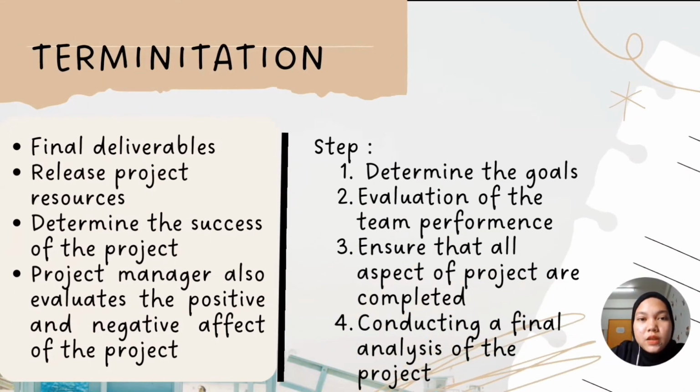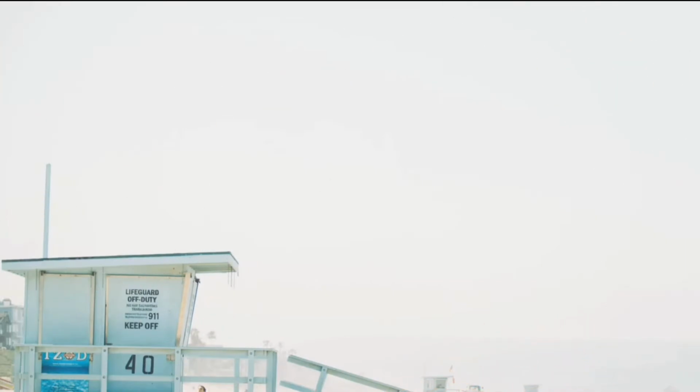Okay, the final phase is termination. This phase is to close the project. There will be final deliverables, and the project resources will be released, and it will also determine the success of the project. The project manager also evaluates the positive and negative effects of the project. The steps are determining the goals, evaluation of the team performance, ensuring that all aspects of the project are complete, and conducting a final analysis of the project.